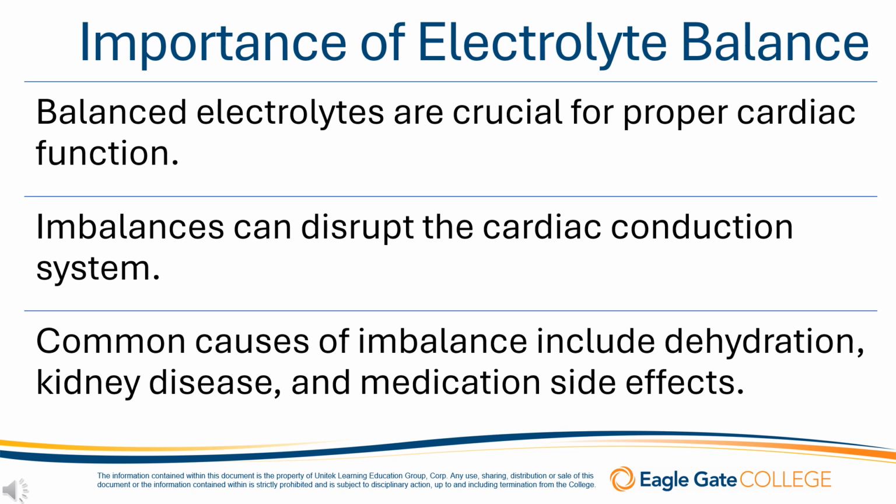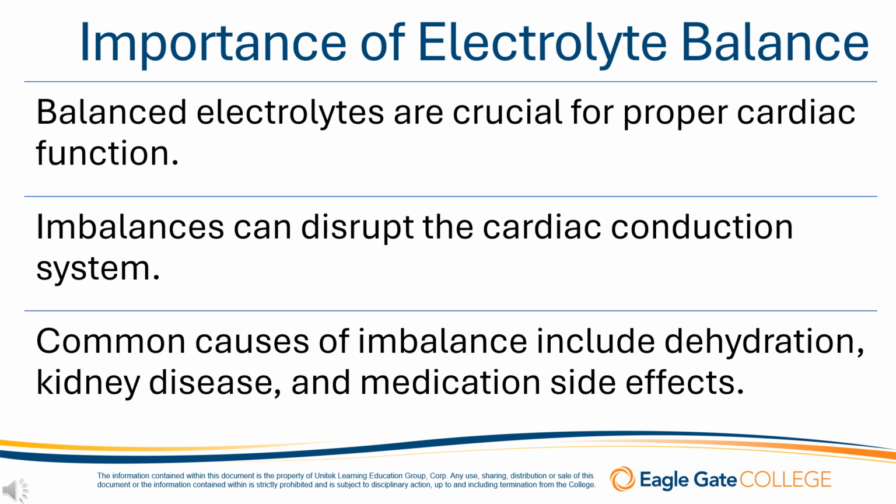Imbalances in these electrolytes can lead to significant disruptions in the cardiac conduction system. These disruptions can cause various arrhythmias, which can range from mild to life-threatening. Hyperkalemia can cause dangerous arrhythmias like ventricular fibrillation and asystole due to its role in repolarization. Elevated potassium levels can lead to prolonged action potentials and impaired relaxation of the heart muscle. Hypokalemia can result in arrhythmias such as premature ventricular contractions and ventricular tachycardia. Low potassium levels can make the heart more excitable and prone to abnormal electrical activity.